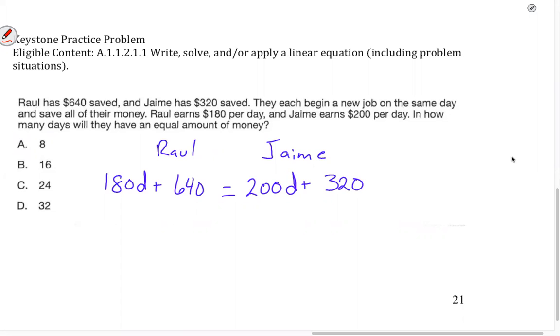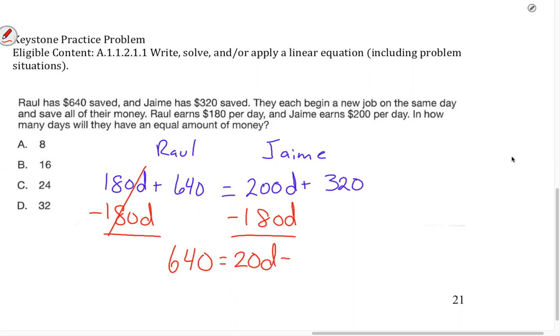Now, let's go to Drew. How do I solve this? You would move the 200 to the 180. Okay, so do you want me to move the 200 or do you want me to move the 180? Move the 180. So I'm going to subtract 180 and 200. That gives me, well, these cancel. So 640 equals 20D plus 320.